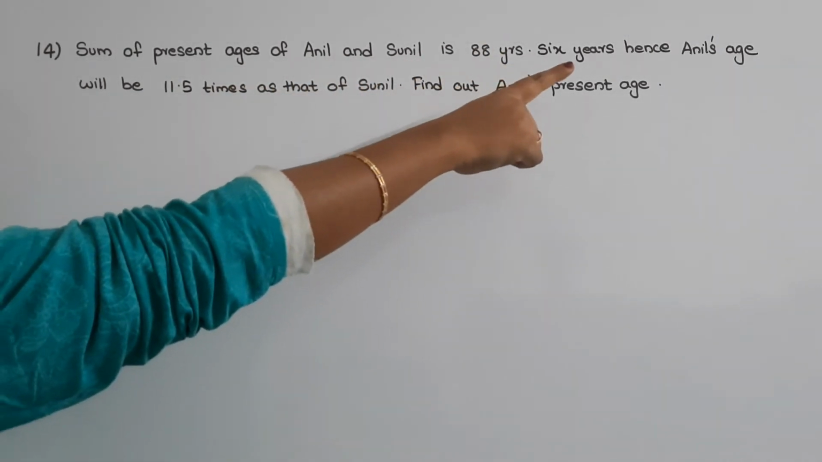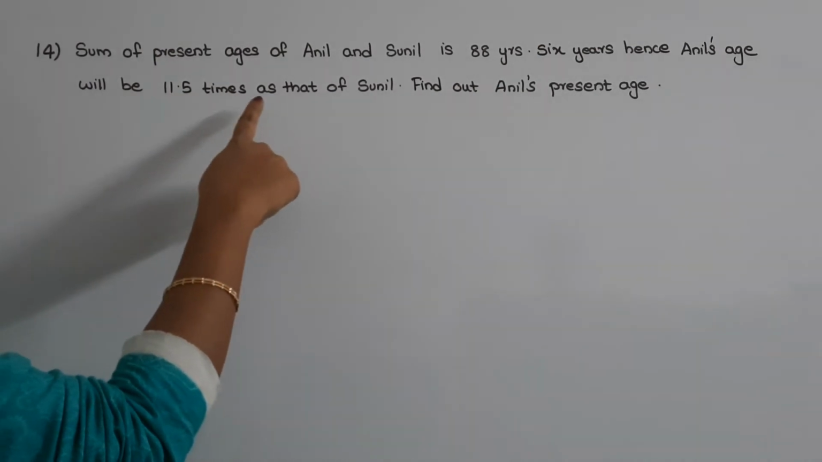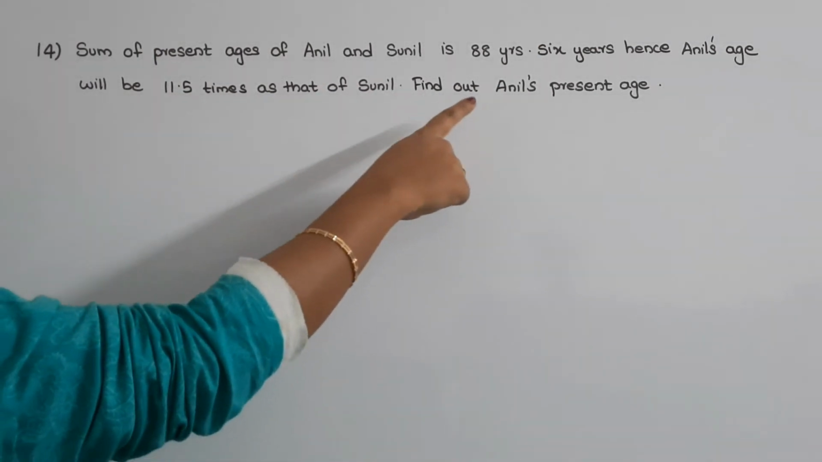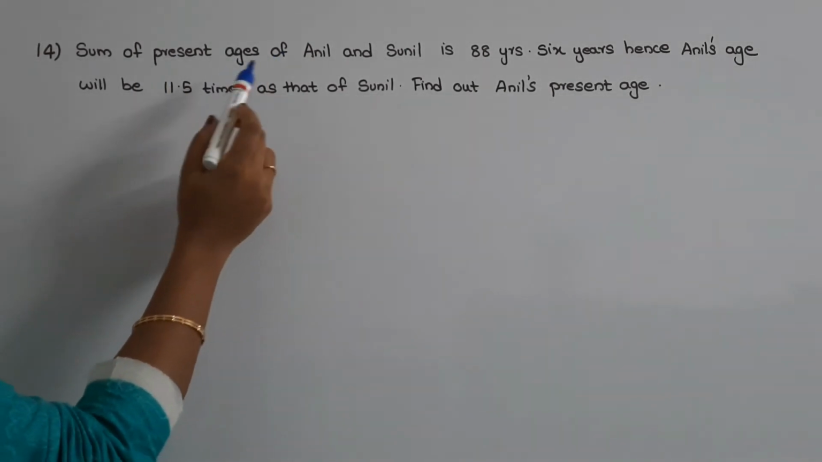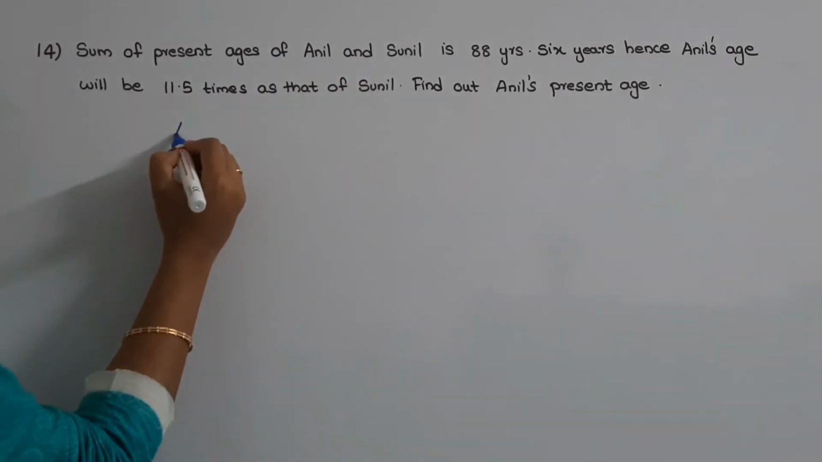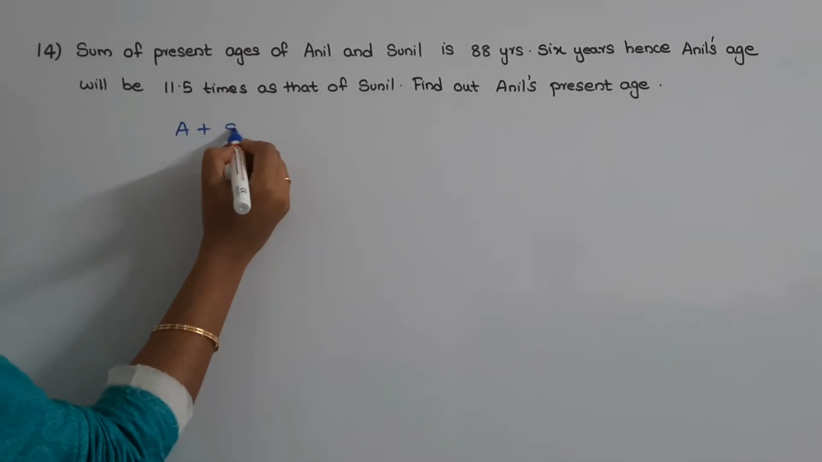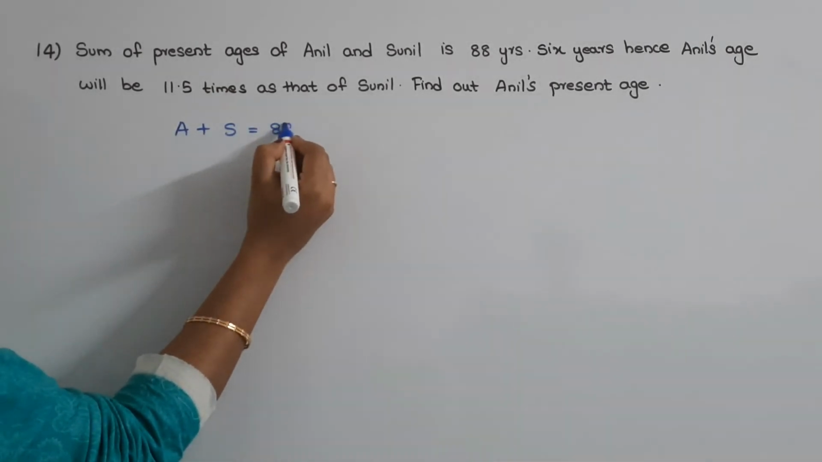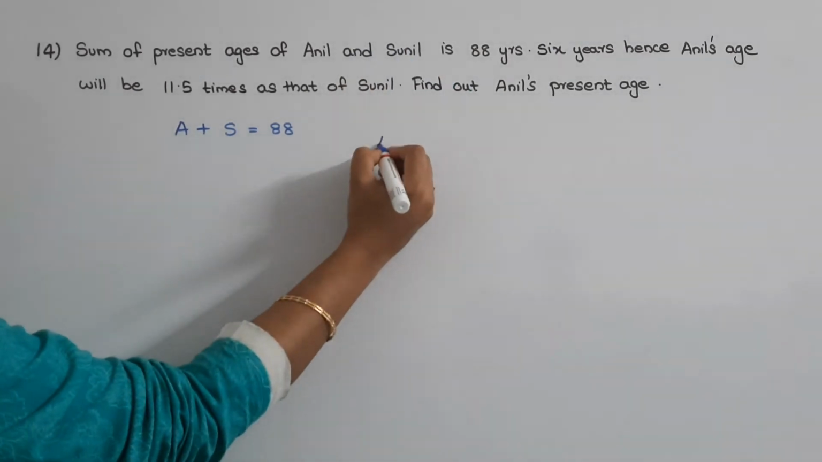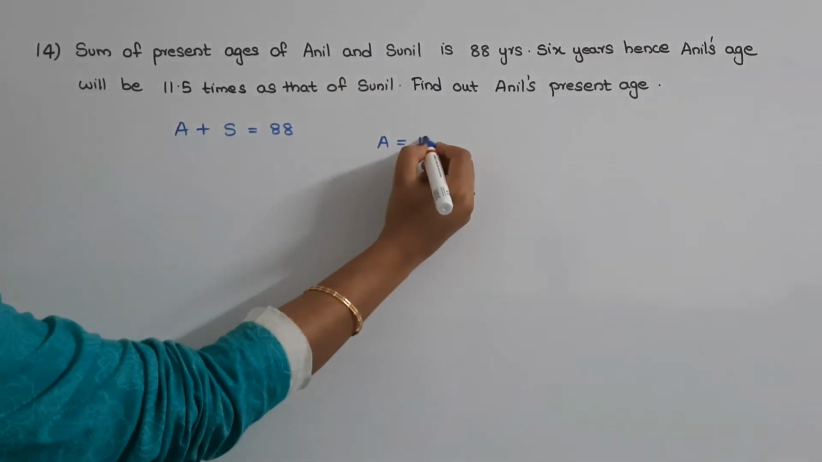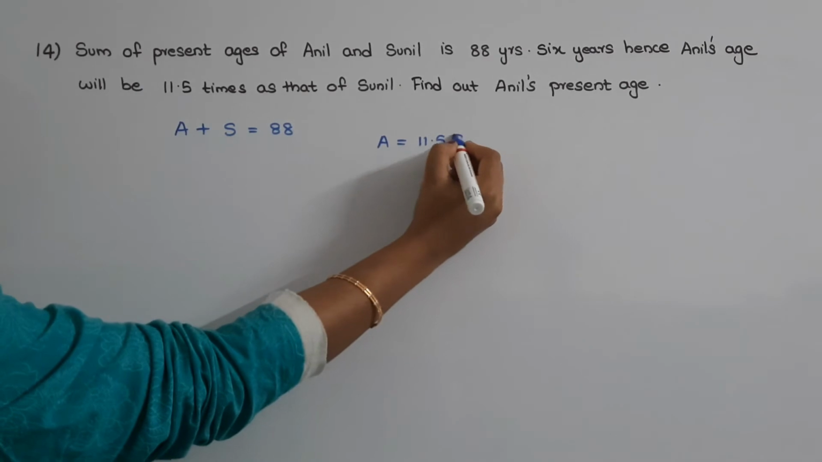6 years hence Anil's age will be 11.5 times as that of Sunil. Find out Anil's present age. So in this question they have given the sum of the ages of Anil and Sunil. The sum of the present ages of Anil and Sunil is given as 88 years. Then they are telling that 6 years later, Anil's age is 11.5 times as that of Sunil.